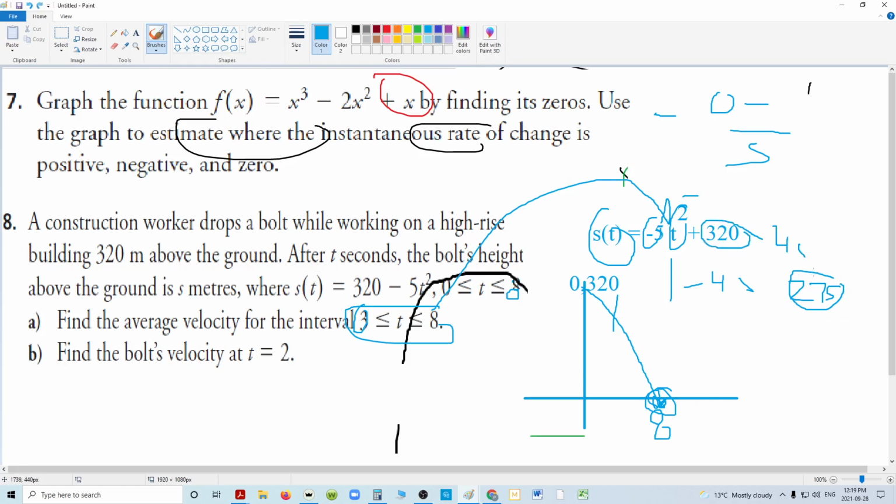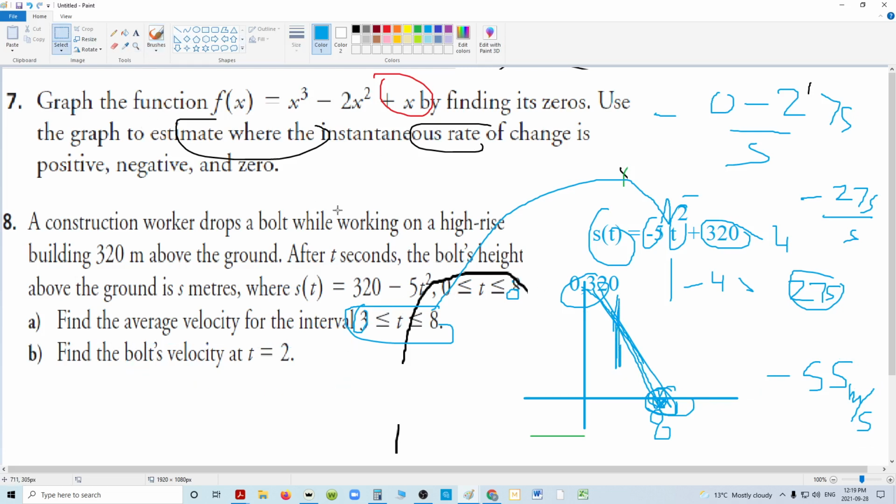So that means it's 0 minus 275, which is minus 275, divided by 5, which is negative 55 meters per second. Because when you take a slope of a distance over time, you're going to get a velocity. So the average velocity between 3 seconds and when it hits the ground is negative 55 meters per second. Find the bolt's velocity exactly at 2.